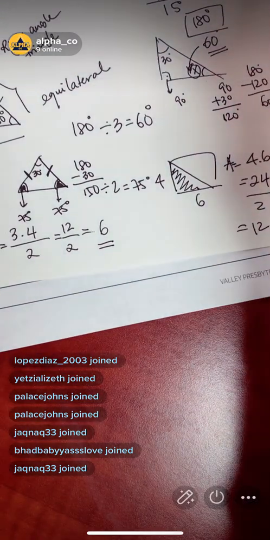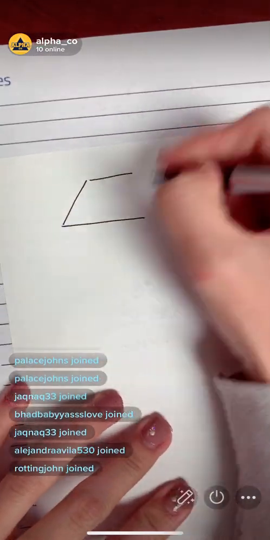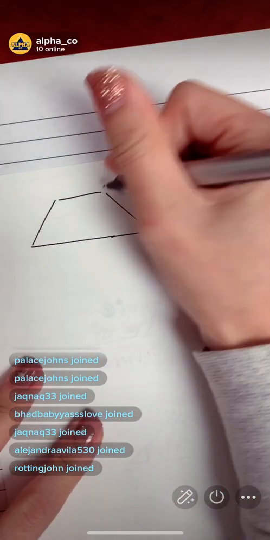Good? All right, someone asked me about trapezoid. So same thing. Oh my God, it's been a long time since I've done trapezoid.